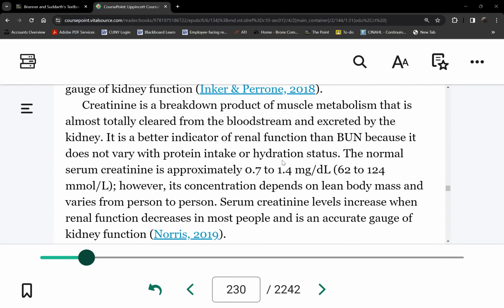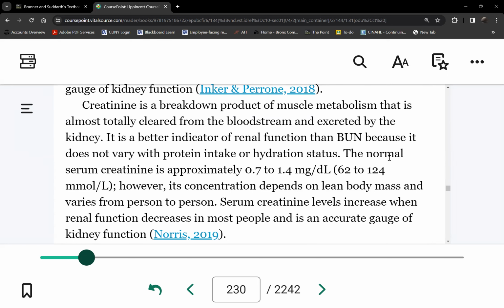Another waste product, this time from muscle metabolism. Every time you contract your muscles, it doesn't have to be high intensity like when I do a lot of push-ups. It could be like blinking your eyes. Anytime your muscles are contracting, you are making creatinine.